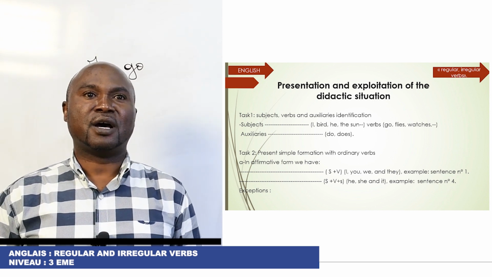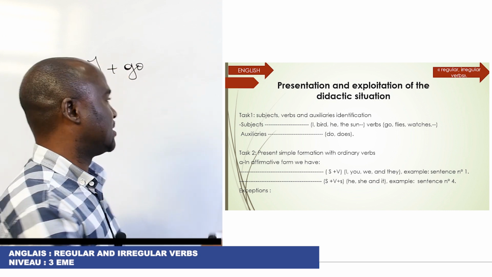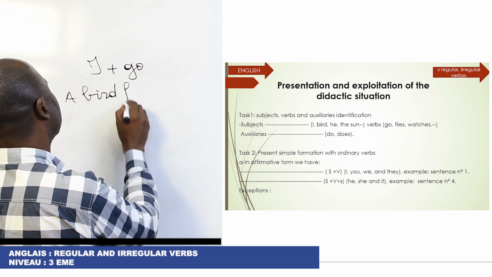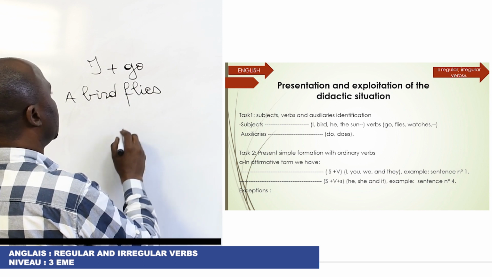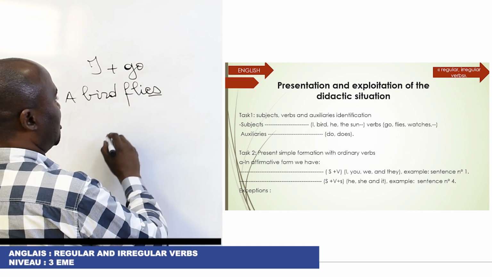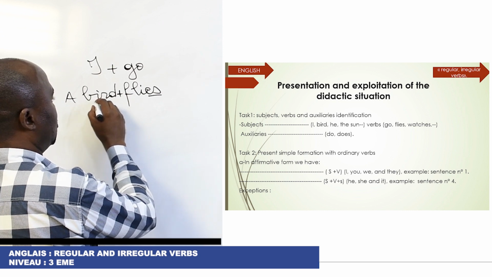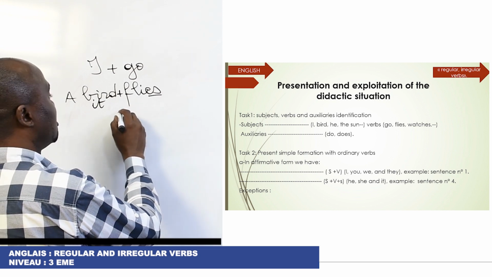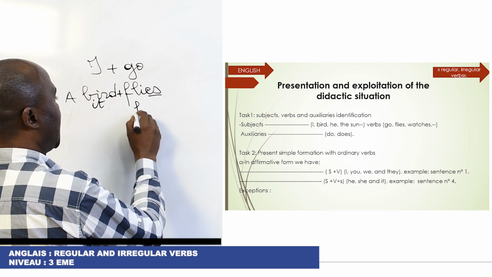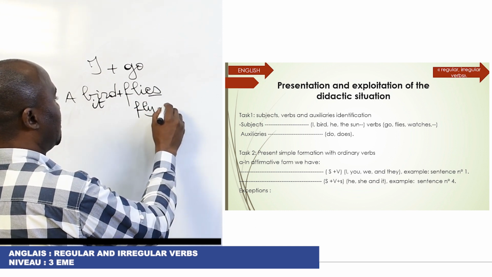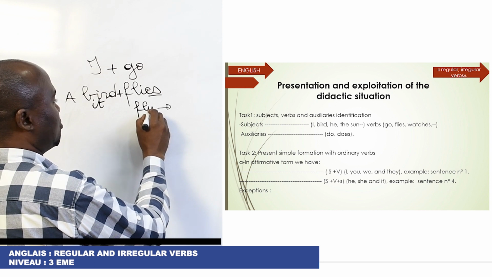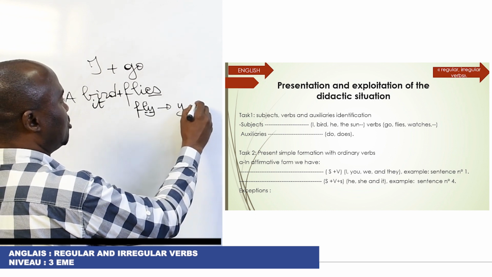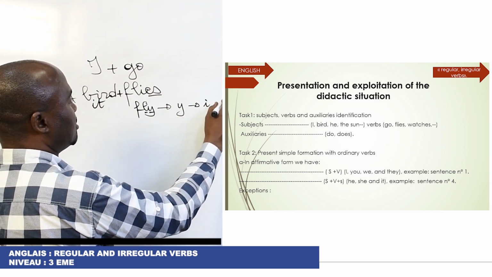Question 2. How does a bird move? A bird flies. Let's see this answer. We add es at the end of the verb because a bird, you can replace a bird by it. A bird flies. This verb ends in y, fly. For verbs ending in y preceded by a consonant, we change y into i, and we add es.